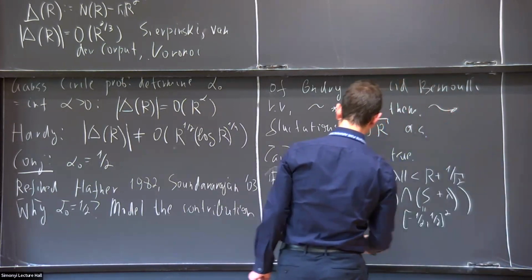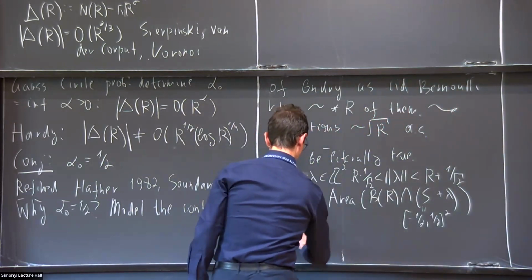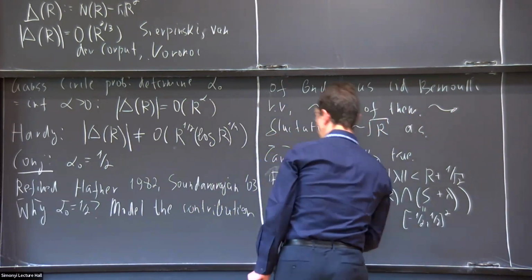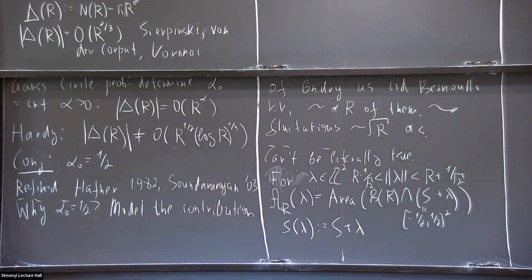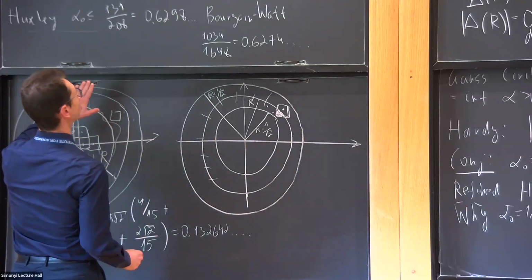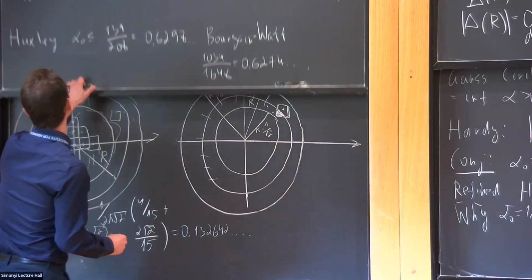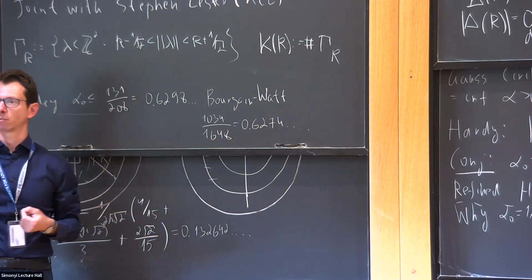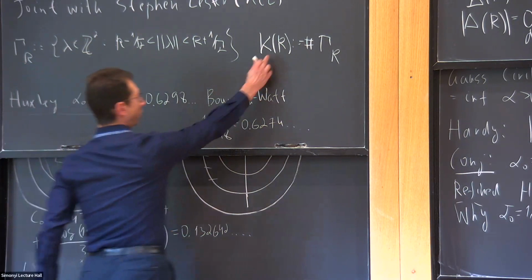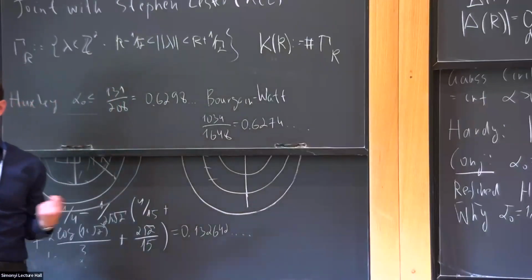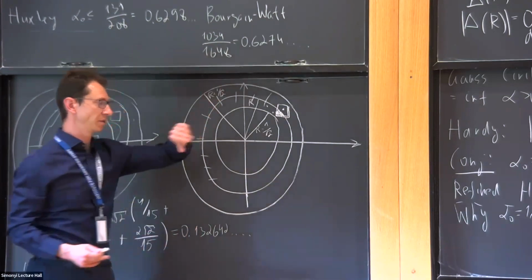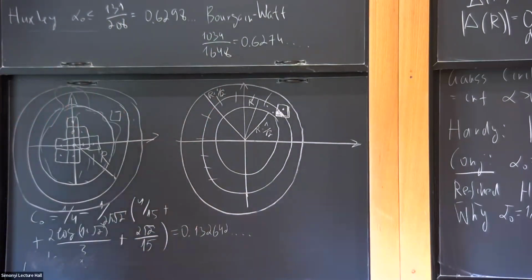And we are going to also use the notation S of lambda, notation S plus lambda. And we are going to use these two notations. Gamma R is going to denote those lattice points that we're interested in. And K of R is going to be their number. We're going to use, this whole lecture, these two notations.